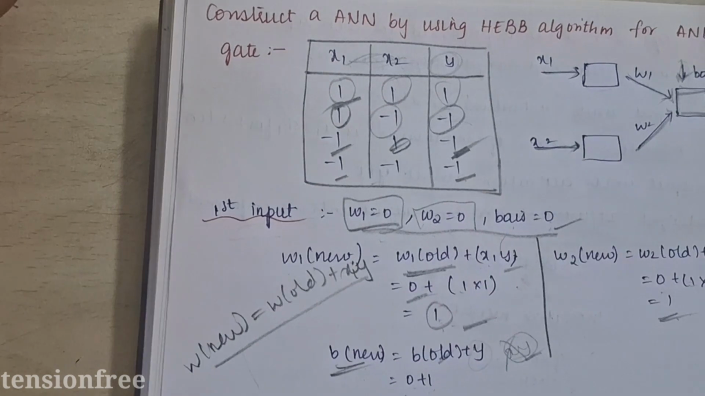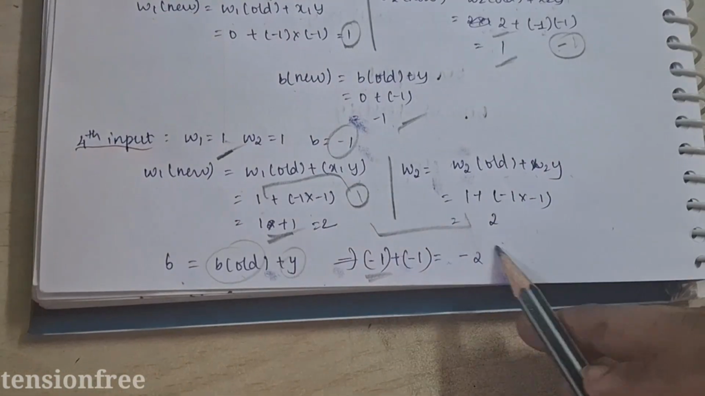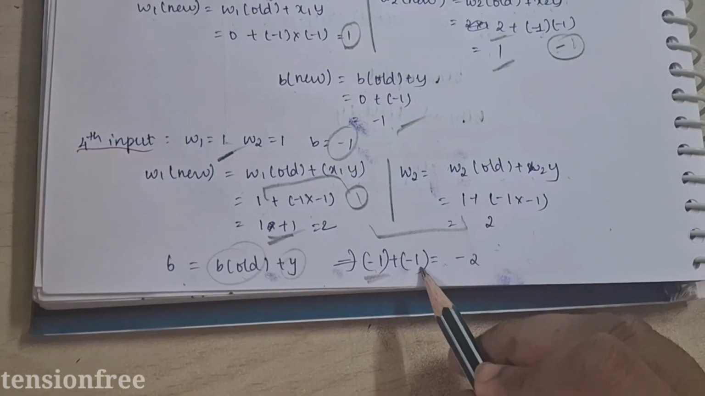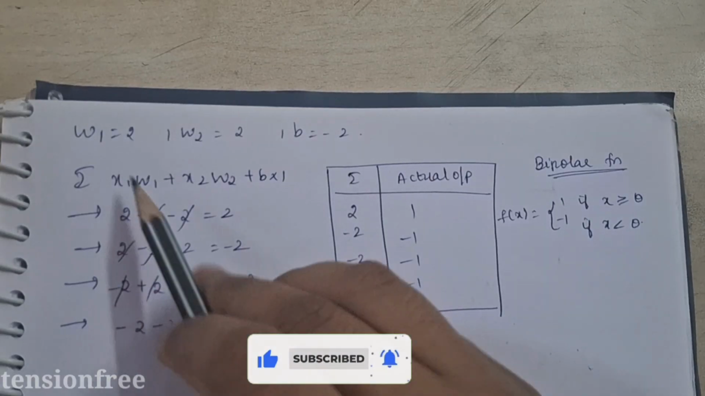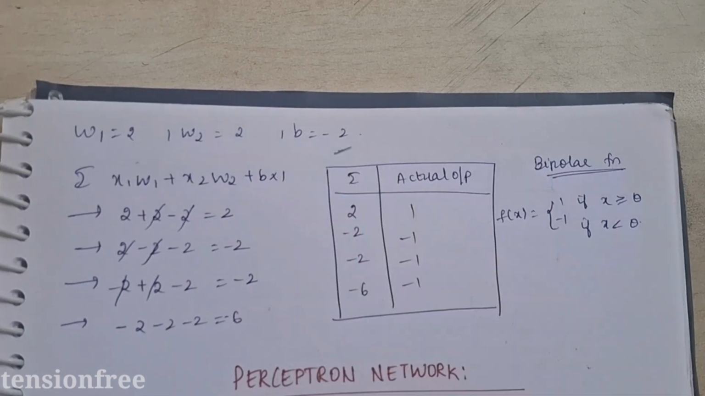What is the Y value? As I said here, minus 1, right? We will be writing minus 1. Minus 1 plus minus 1 is minus 2. What are the weights we have got? 2, 2, and bias is minus 2.